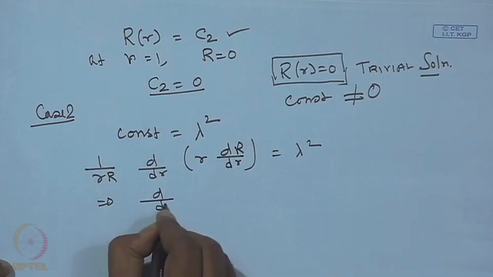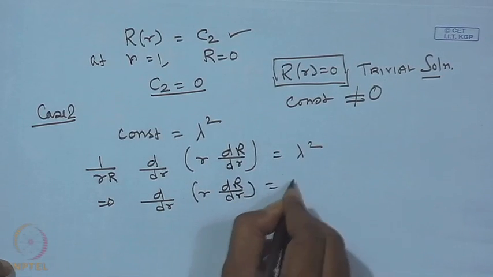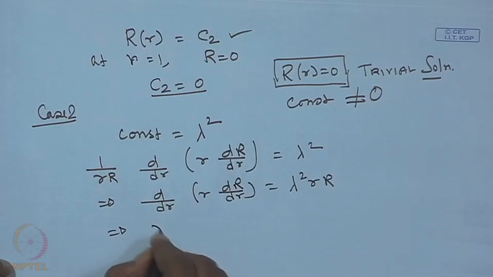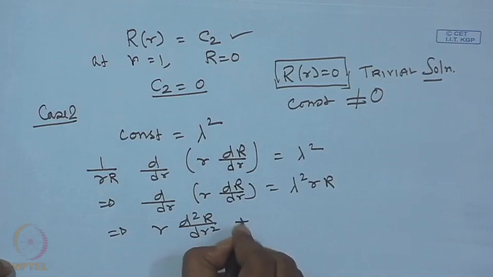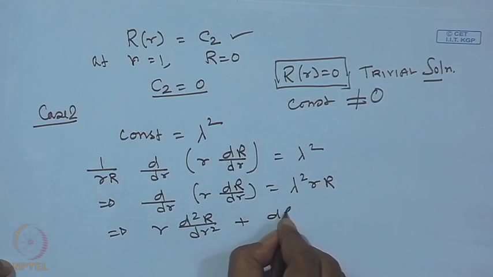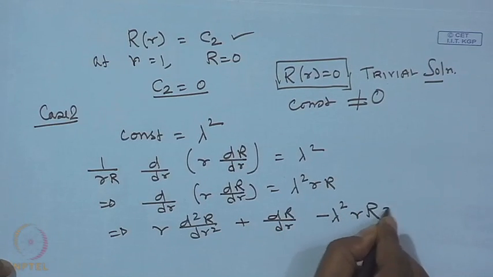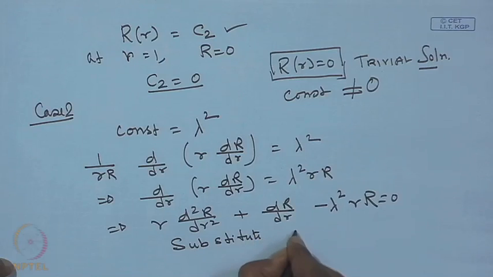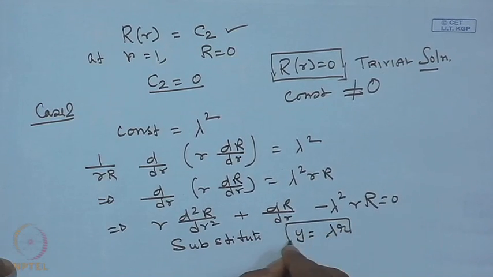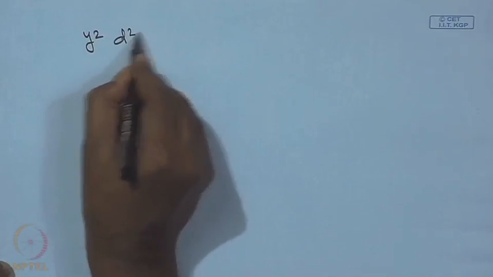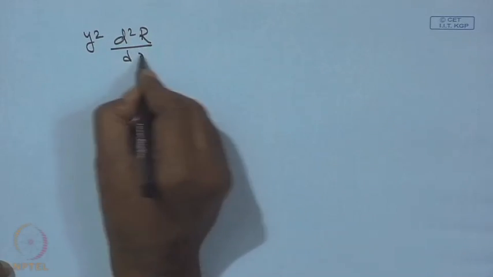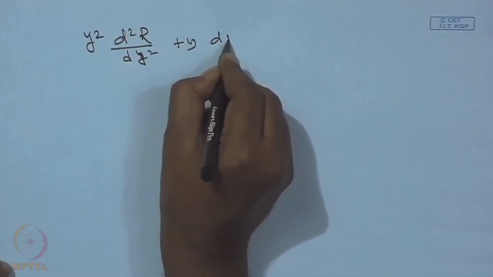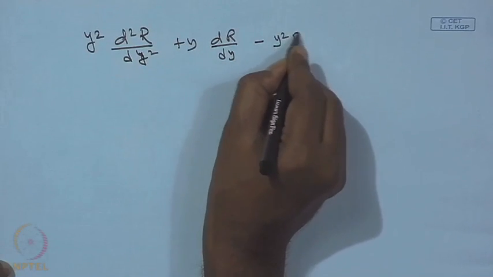So, d/dr of (r dR/dr) is equal to lambda square r R. So, we will be having r squared d square R/dr square plus r dR/dr minus lambda square r squared R is equal to 0. Now, substitute y is equal to lambda r, and then try to simplify this equation, express this equation in terms of y. So, ultimately, omitting a couple of steps in between, you will be getting y square d square R/dy square plus y dR/dy minus y square R is equal to 0.